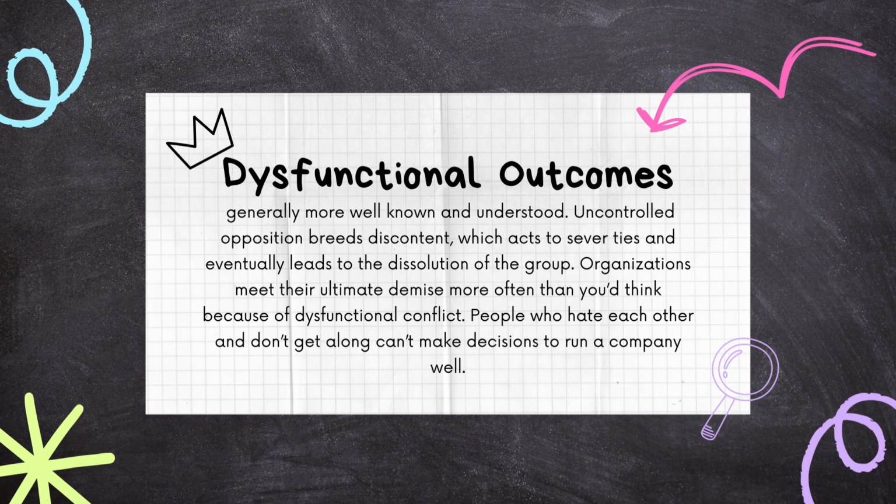As for dysfunctional outcomes, they are generally more well-known and understood. Uncontrolled opposition breeds discontent, which acts to sabotage and eventually leads to the dissolution of the group. Organizations meet their ultimate demands more often than you think despite dysfunctional conflict. People who hate each other and don't get along can make decisions to run a company well.